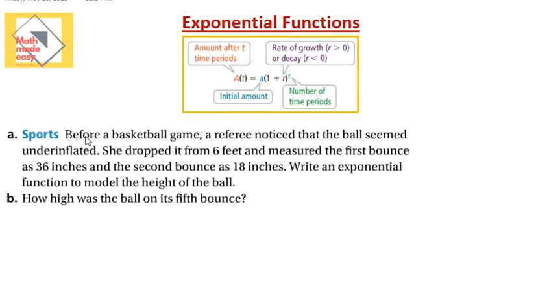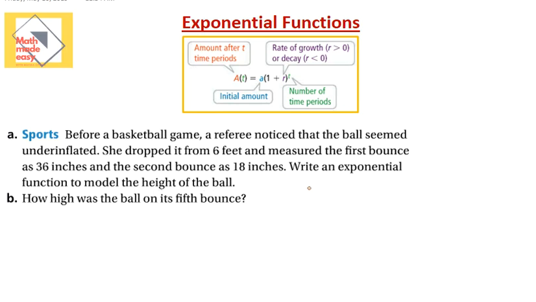The question here says, before a basketball game, a referee noticed that the ball seemed underinflated, as she dropped it from 6 feet and measured the first bounce at 36 inches and the second bounce at 18 inches. Write an exponential function to model the height of the ball.